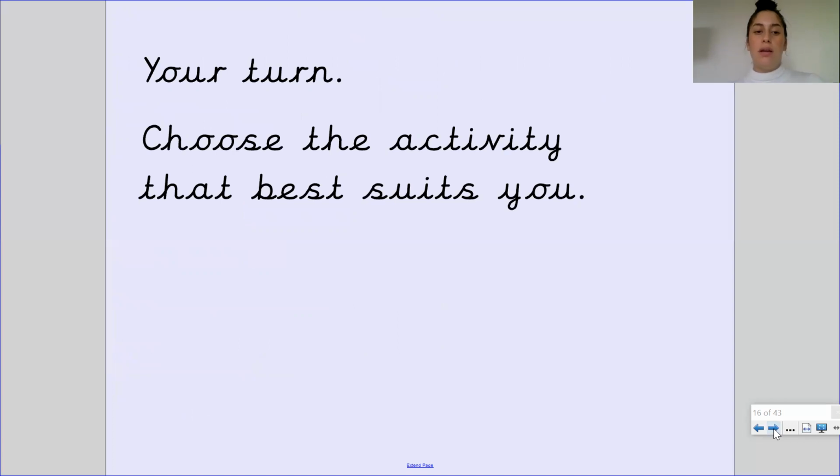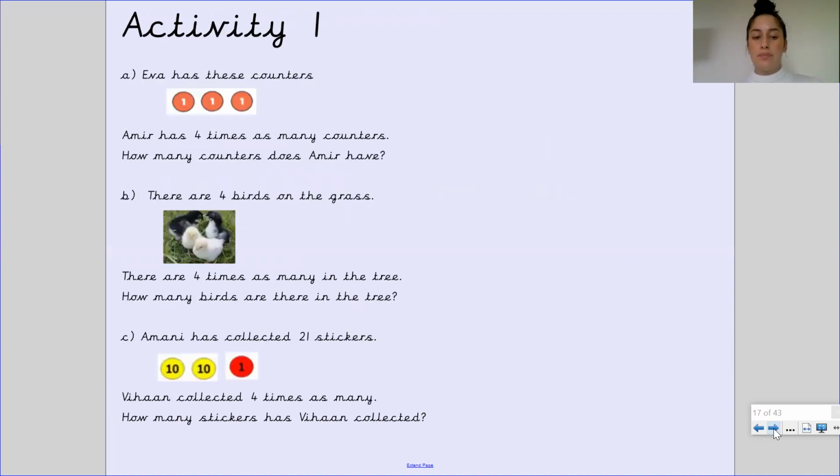Now it's your turn to choose the activity that best suits you. If you start on activity 1 and you feel very confident with it, you can just stop activity 1 and move on to activity 2. If you do activity 2 and you feel like that's good for you, then carry on with activity 2. And then activity 3 is a challenge. If you want to start with the challenge to see how you get on, that's fine, but try to do at least one of activity 2 before you move on to your challenge.